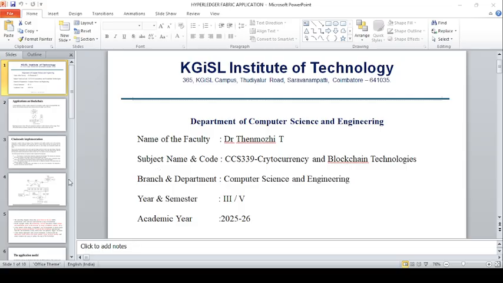The first one is init, the second one is invoke, the third one is query, and the fourth one is for register. The init function is invoked when the chain code is deployed onto the ledger. It initializes the chain code and results in a state change, so automatically the ledger will get updated.